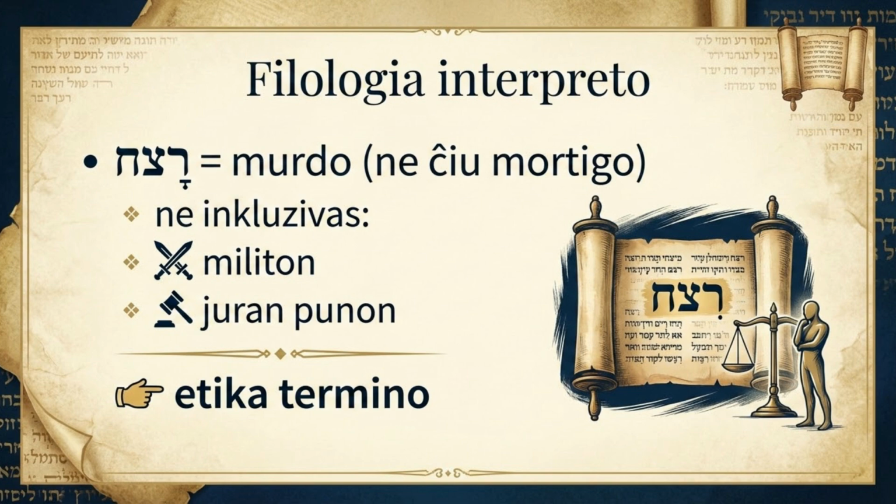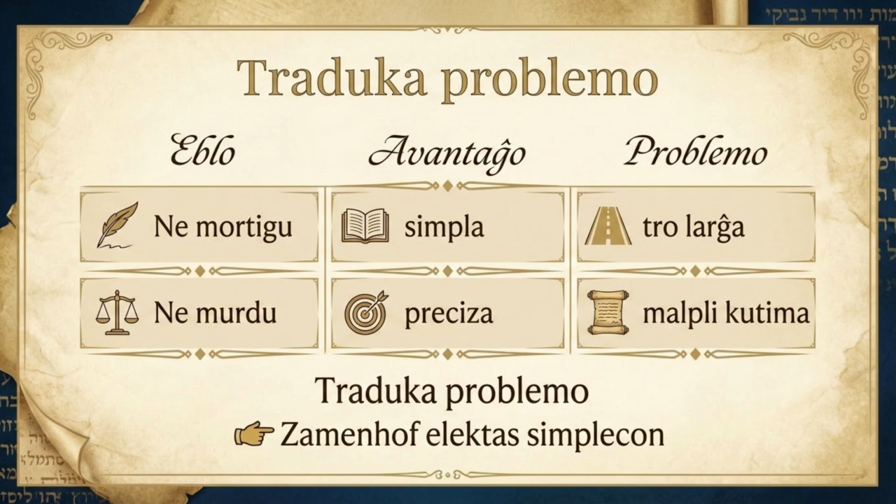The Decalogue appears in two versions: Exodus chapter 20, verse 13, and Deuteronomy chapter 5, verse 17. The original Hebrew text is identical in both, using the specific verb rasa. Zamenhof translated, quote, rasa as mortigu, kill, in the Esperanto version of the Decalogue, likely to preserve the simplicity of the Esperanto language, although it can also be translated as murdu, murder.